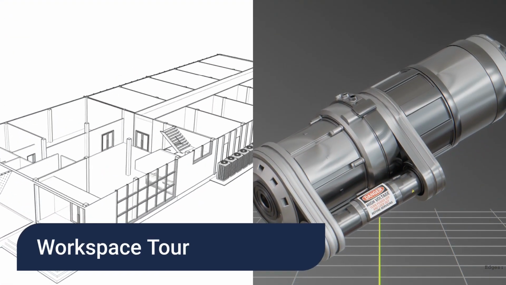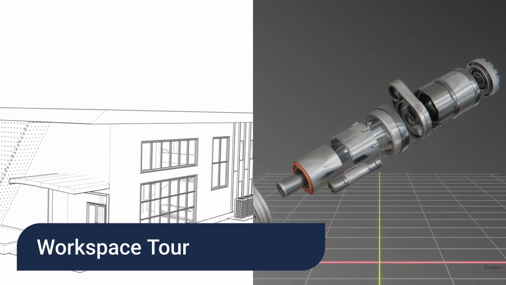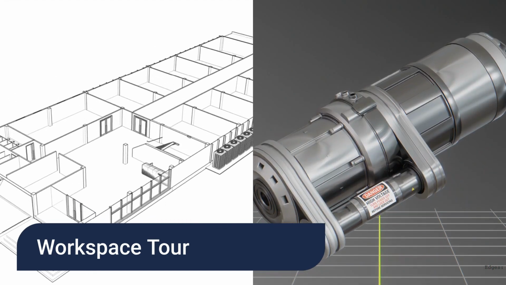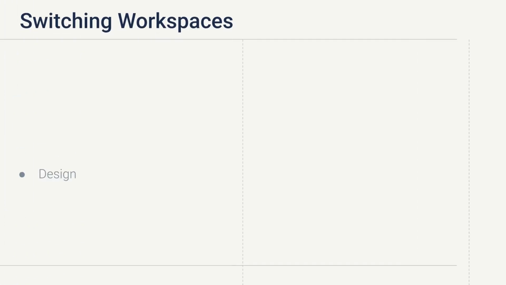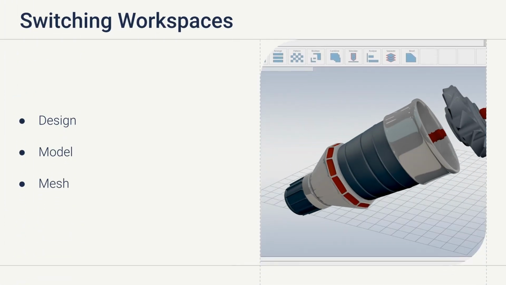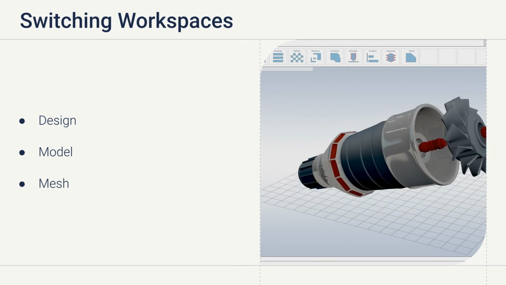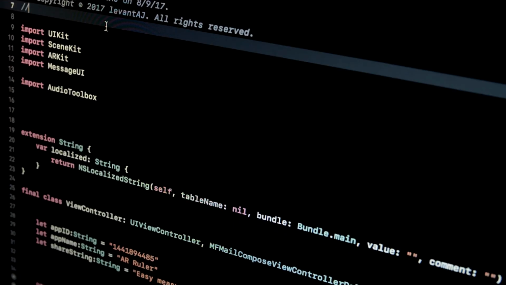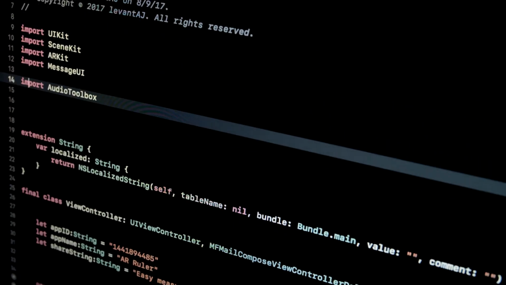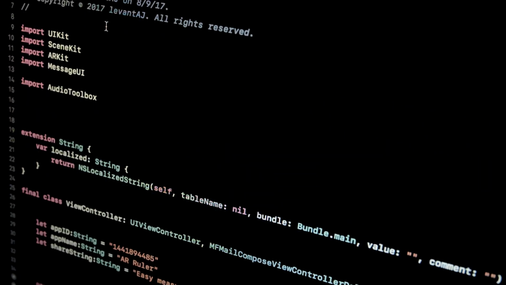Let's take a quick tour of the Fusion 360 interface. Understanding the layout is key to efficient design. You can switch between different workspaces like Design, Model, and Mesh. Each workspace offers specialized tools for different tasks. On the left side is the browser pane. This is where you manage your components, bodies, and sketches for your design.